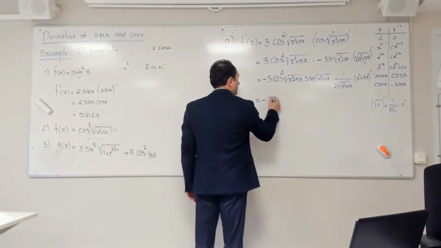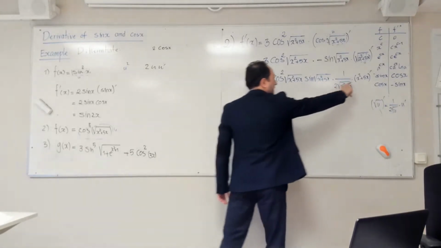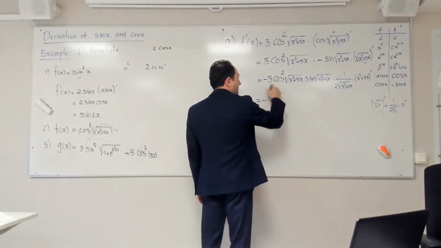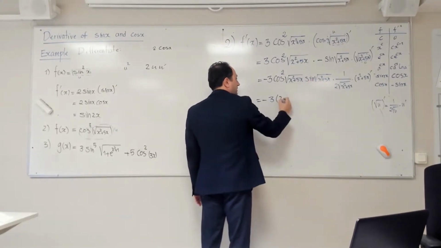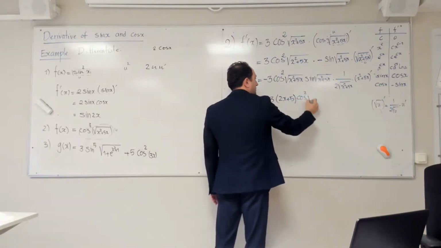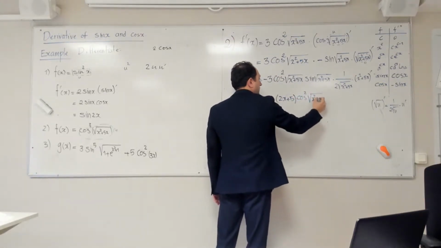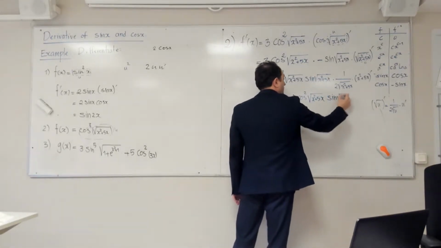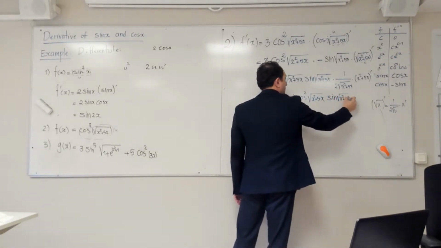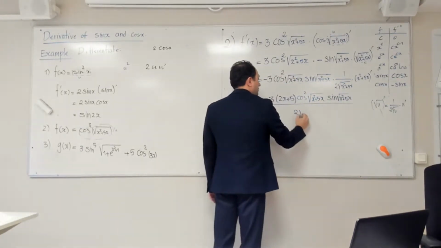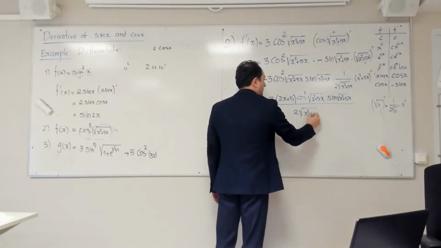So it becomes minus 3. And this is 2x plus 5. So let me write them in one go. So it becomes minus 3. I will write 2x plus 5 here. Then I have cosine squared, square root of x squared plus 5x. Then I will have times sine of the square root of x squared plus 5x. And then the denominator is this expression, 2 square root of x squared plus 5x.